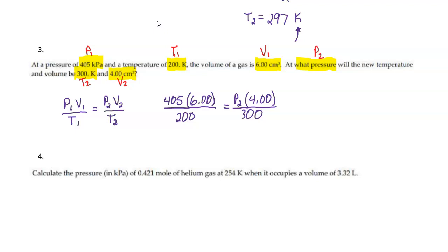The final thing you have to do is solve this equation to get the variable to be alone. Now let's think about the algebra that would be involved. We need to get rid of the 300. The 300 is being divided under the P2. So if you multiply by 300, that removes the 300. Now how are you going to get rid of the 4.00? The 4.00 is being times after the P2. If you divide by it, that'll get rid of the 4.00.